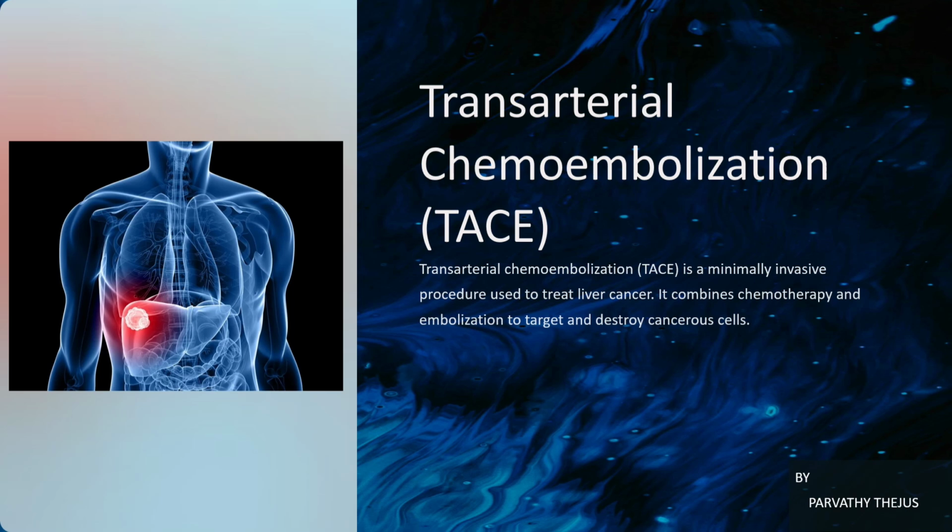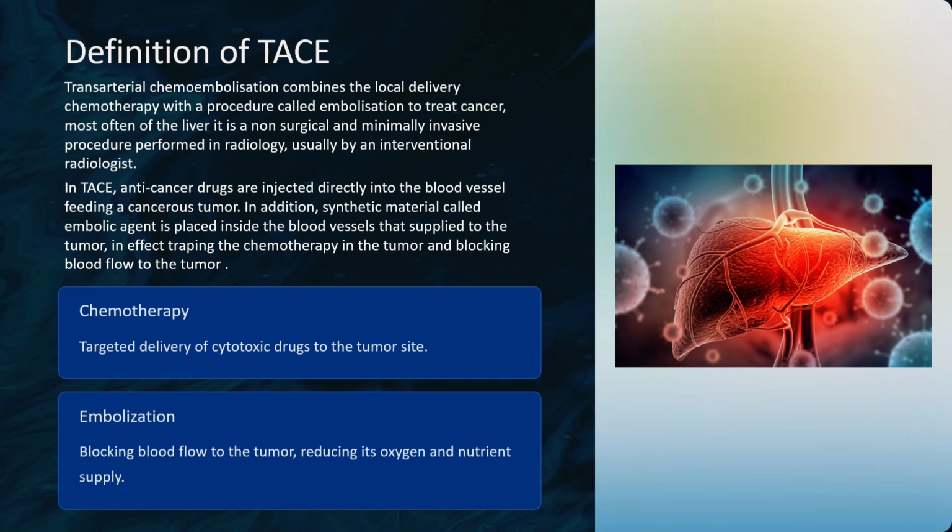So trans-arterial chemoembolization, TACE, is a minimally invasive procedure used to treat liver cancer. It combines chemotherapy and embolization to target and destroy the cancerous cells. So we will see the definition of TACE, that is trans-arterial chemoembolization combines the local delivery of chemotherapy with a procedure called embolization to treat cancer, most often of the liver. It is a non-surgical and minimally invasive procedure performed in radiology, usually by an interventional radiologist.